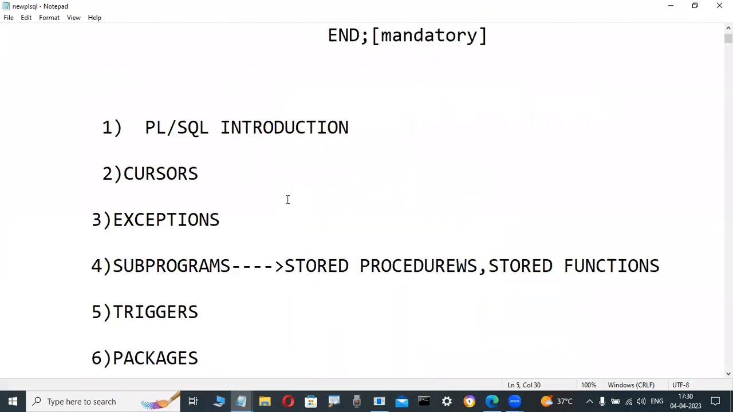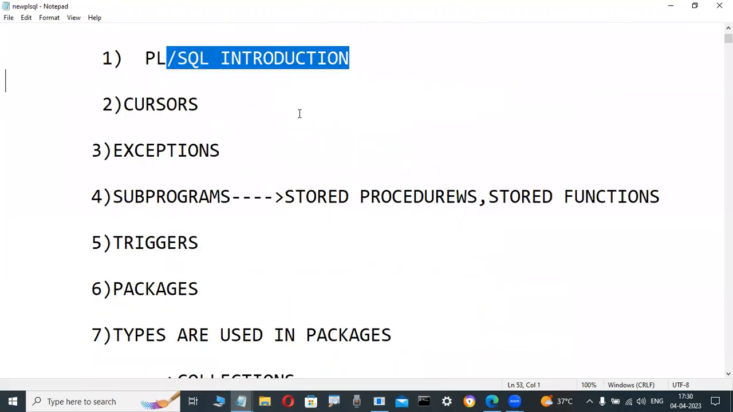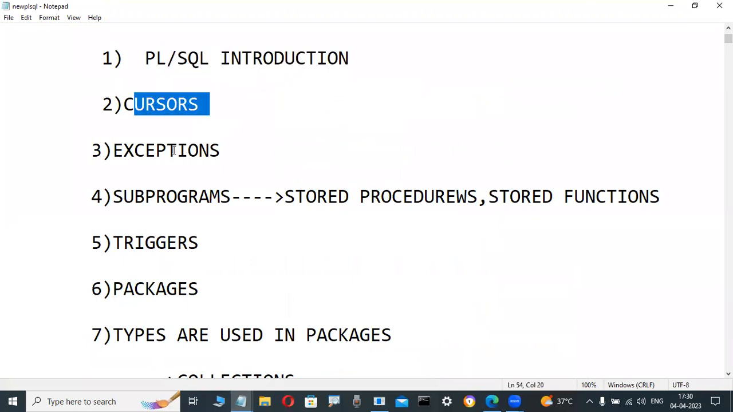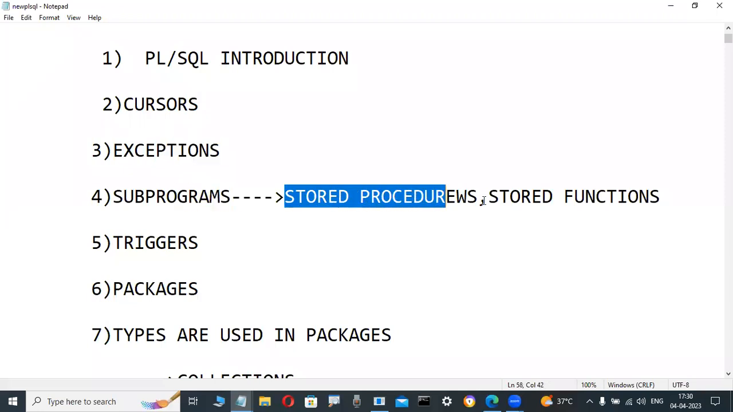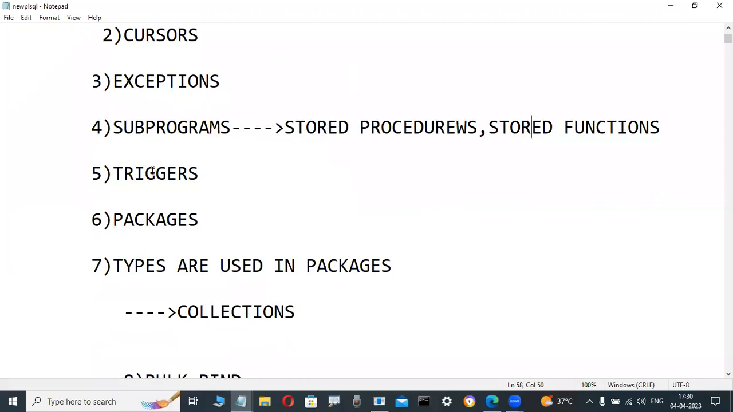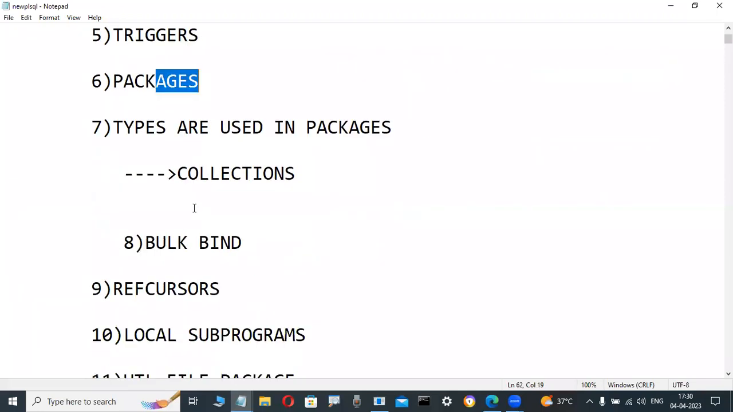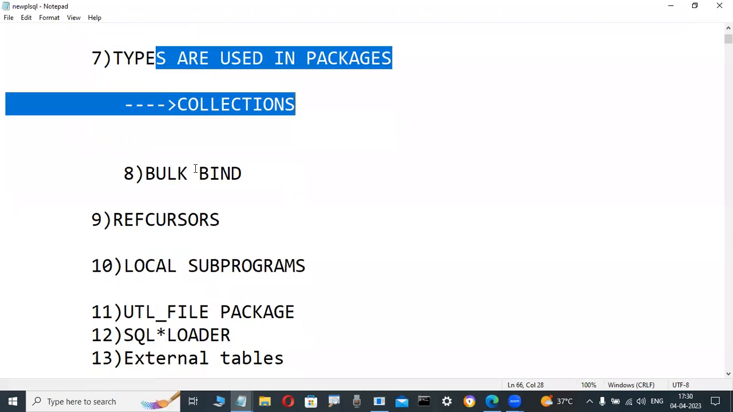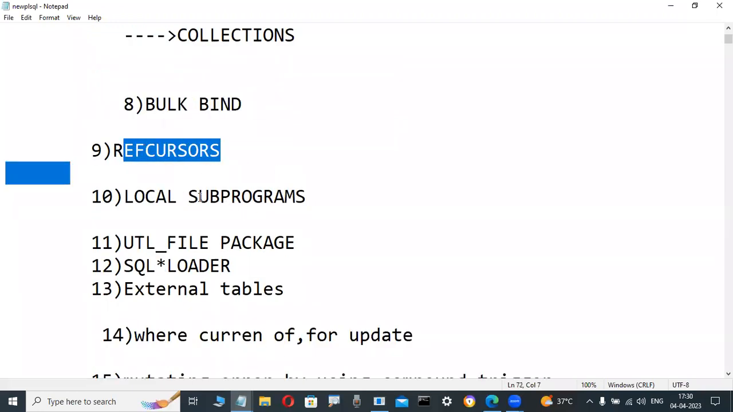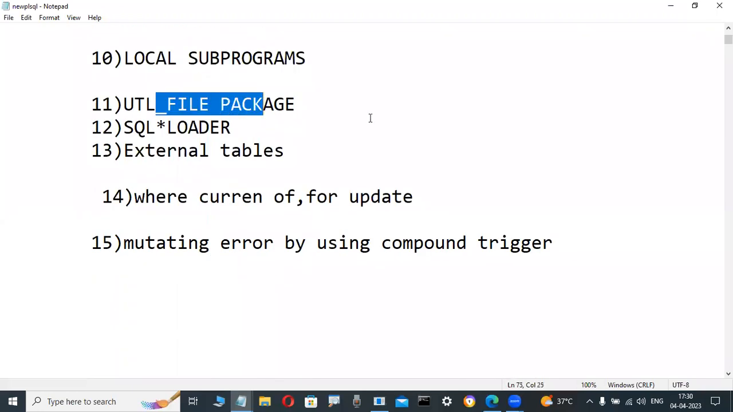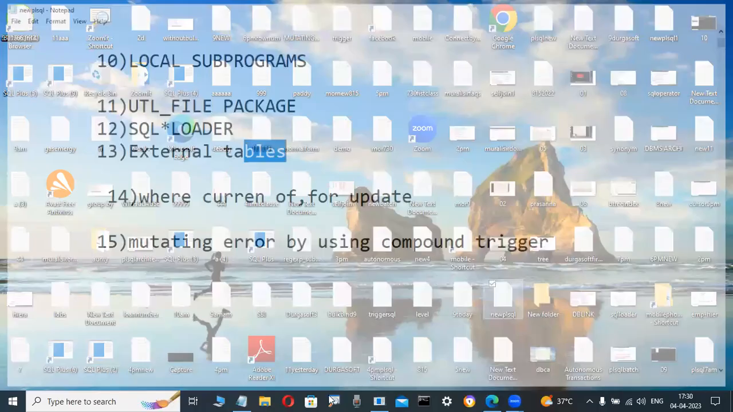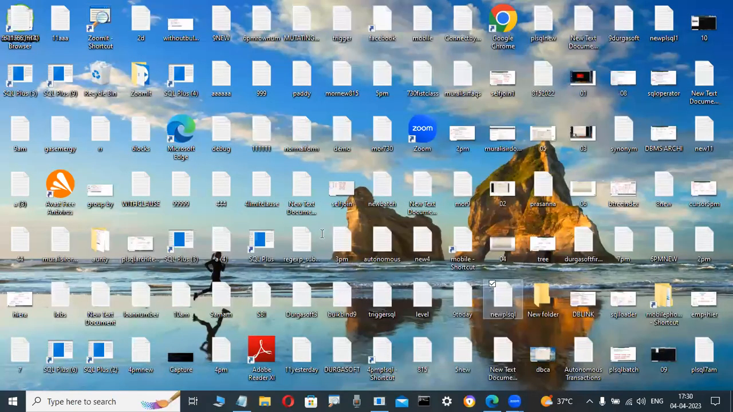Here we learn PL/SQL introduction. Cursors are a concept, and there is exception handling in PL/SQL, same as try, catch, throw and finally. There are subprograms, stored procedures, stored functions, triggers, packages, collections, bulk bind, ref cursors, local subprograms, SQL loader, UTL file packages, external tables, and mutating errors. These are the big chapters, and we learn all of these things in our course.